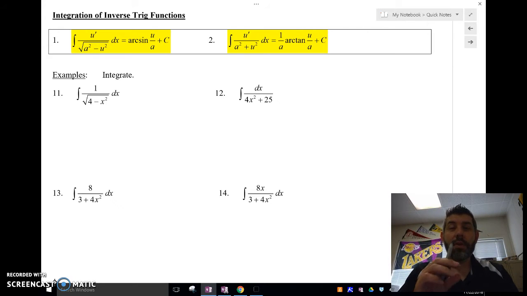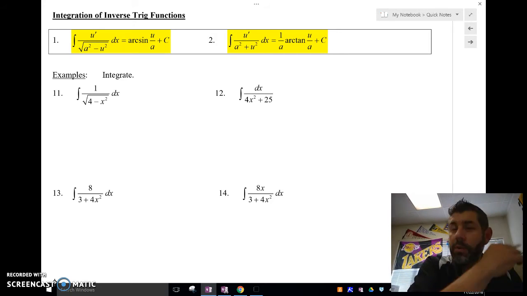The other important thing here is that you don't have to find the integral that's going to end up being an arc cosine, because arc cosine, remember, was just the negative of arc sine. So really that negative comes out of the integral anyway, and you end up with an arc sine. So you don't have to memorize that one. All you got to do is memorize arc sine and arc tangent.